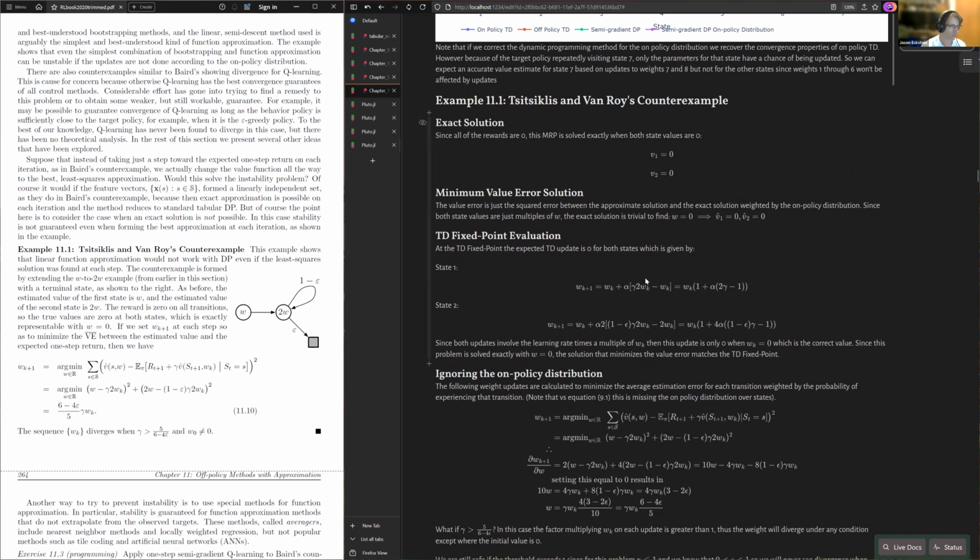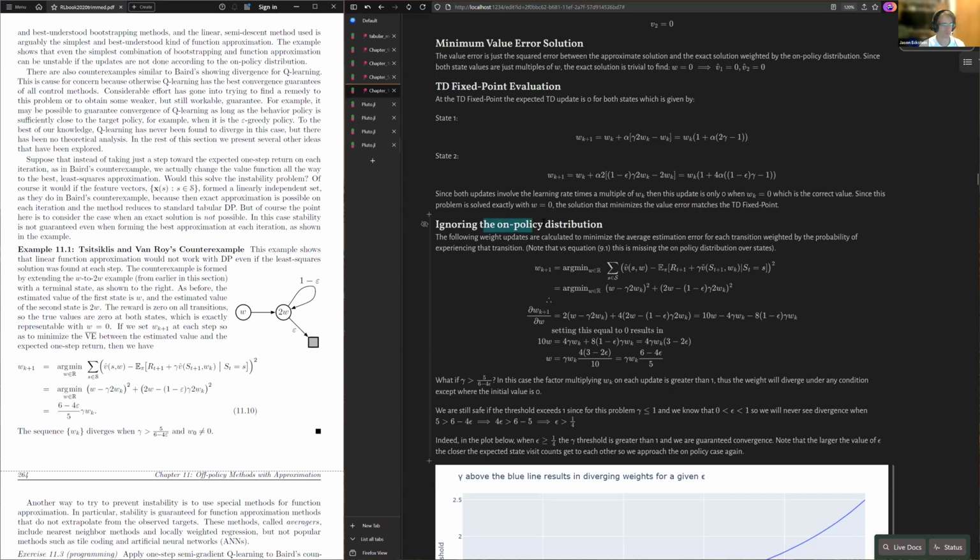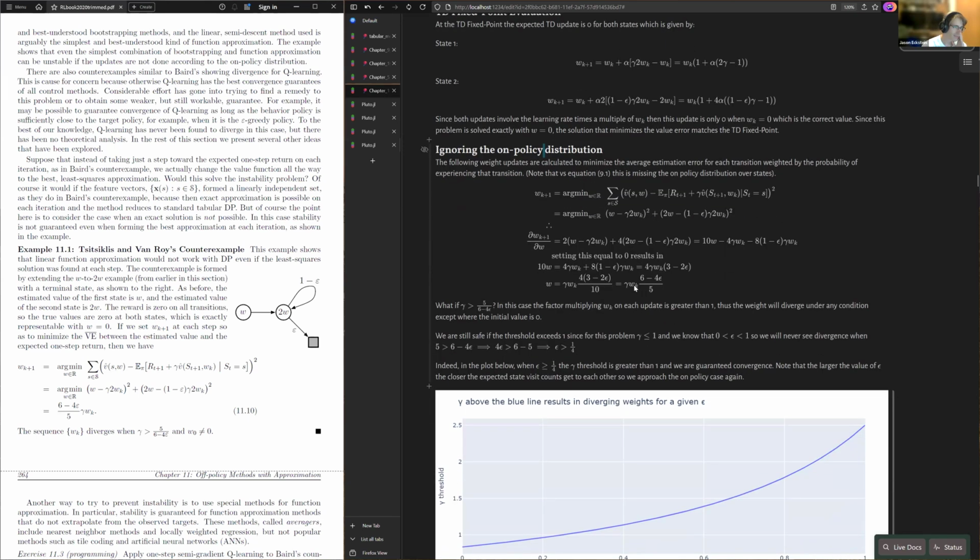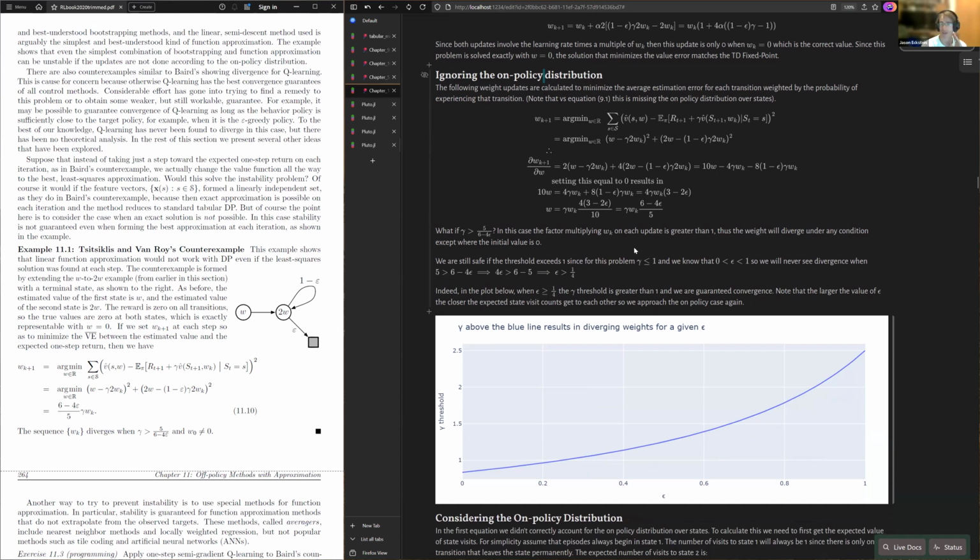Oh, sorry, no, forget this part. If you ignore the on-policy distribution as is done here, you end up with this divergence condition, which this just fleshes out the algebra missing from the book. This only diverges when this value multiplying omega is greater than 1. So even in this case, there are cases where the weights won't diverge, and we found that it was for as long as epsilon is greater than 1/4 in this case.